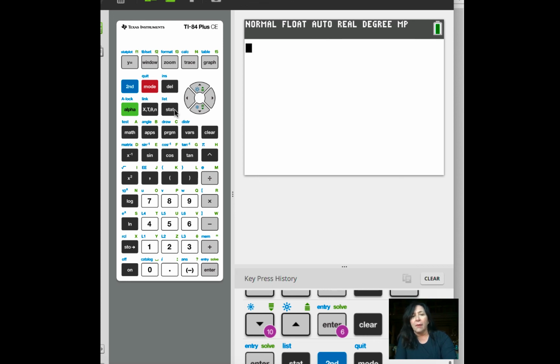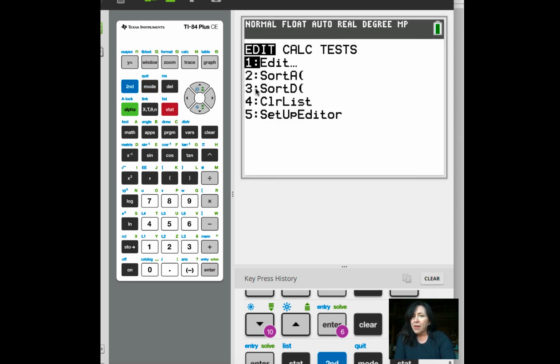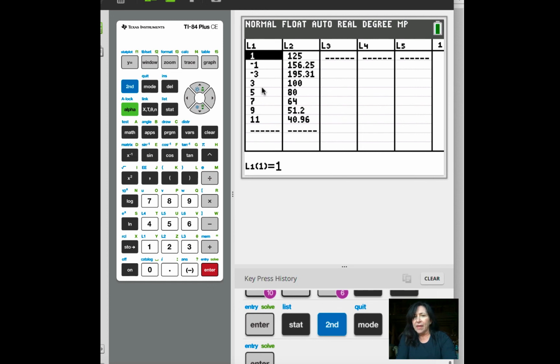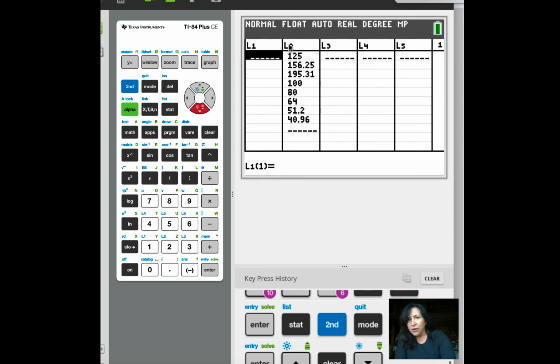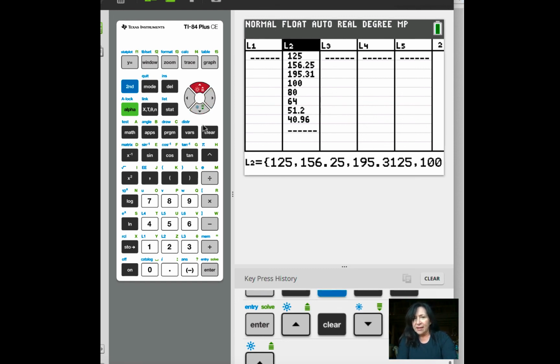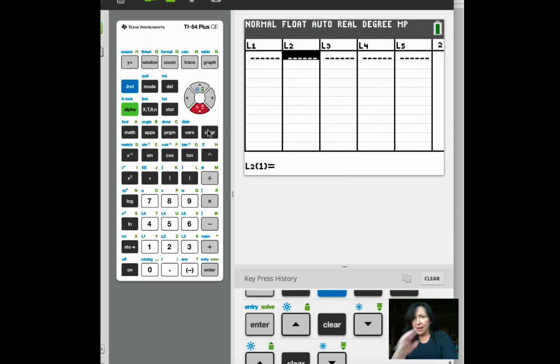We're going to go to, again, stat and edit. And remember, if you see something like already there, you have to go up L1 and clear, and then come back down. And then over here, I'm going to go over to the right. I'm going to go up, highlight that, clear that, come back down, and then now everything's nice and clear. So we're going to go type in our values.